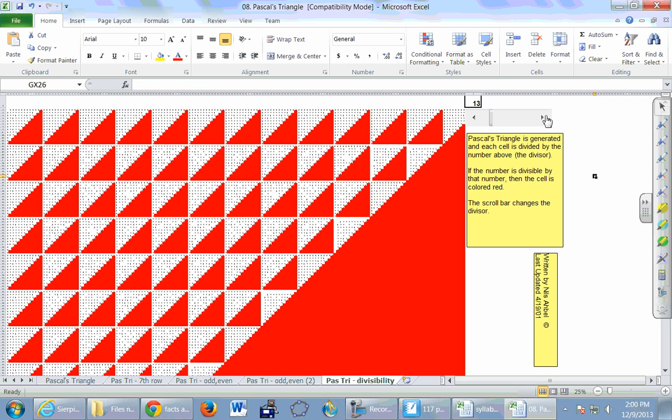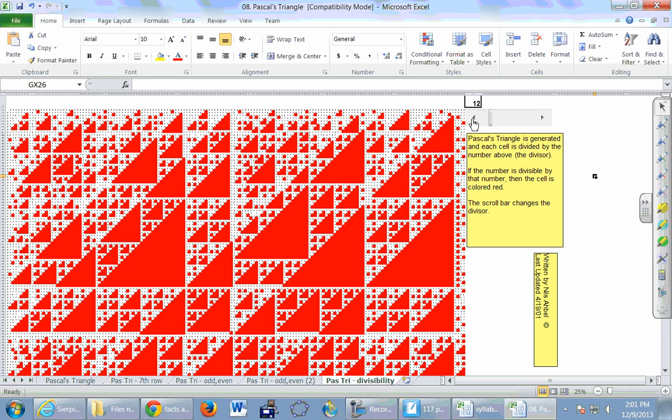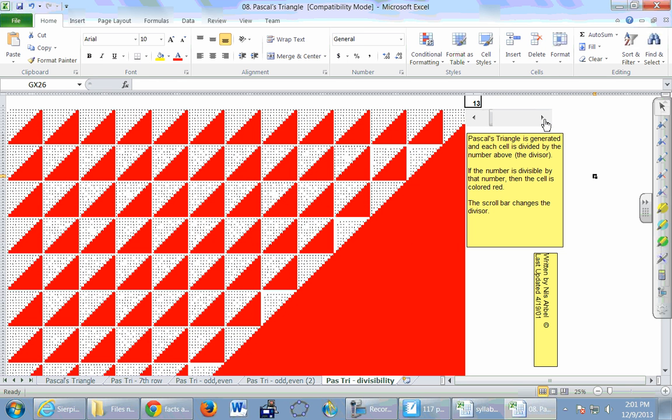Not divisible by anything except 1 and itself. So the only things that go into 13 are 1 and 13. Whereas 12 has a lot of divisors, right? 6 goes in, 2 goes in, 4 goes in, 3 goes in. All right, so then if this is right, what's the next number that should look like this?